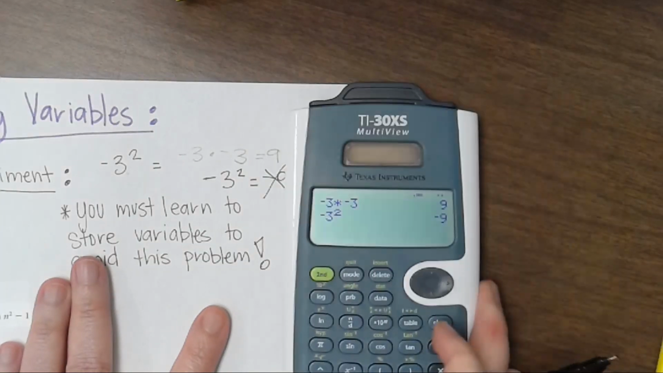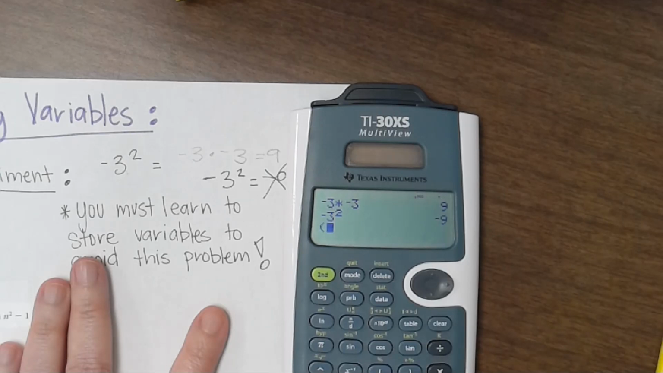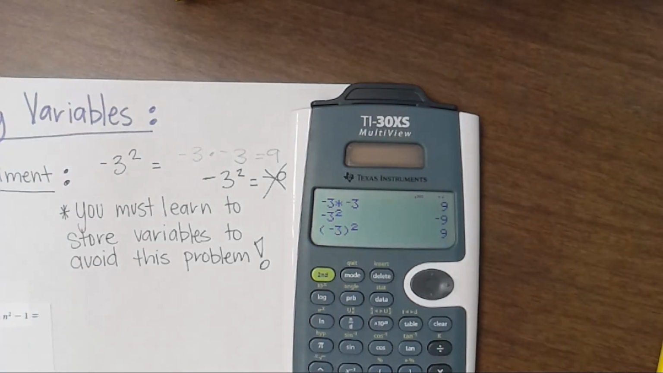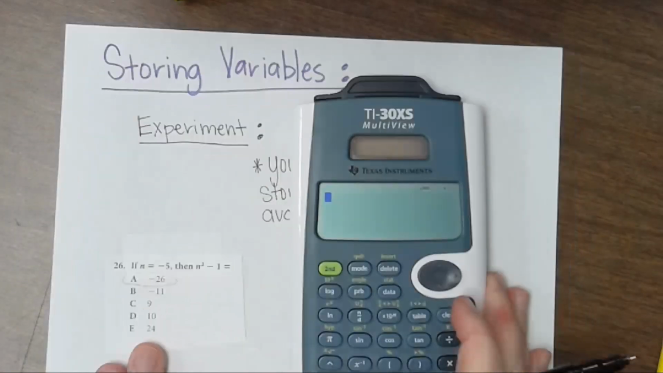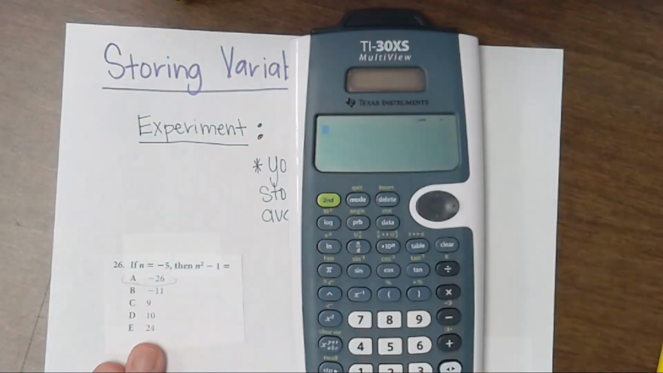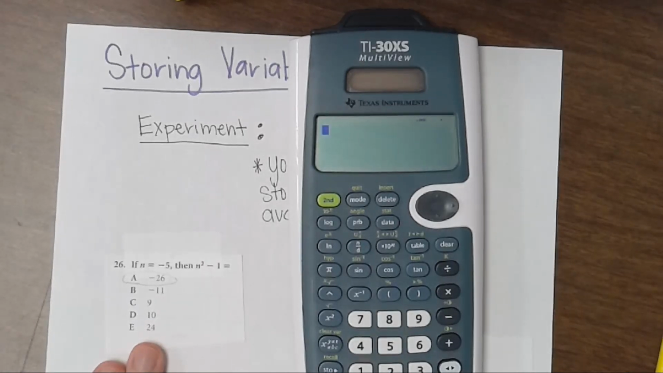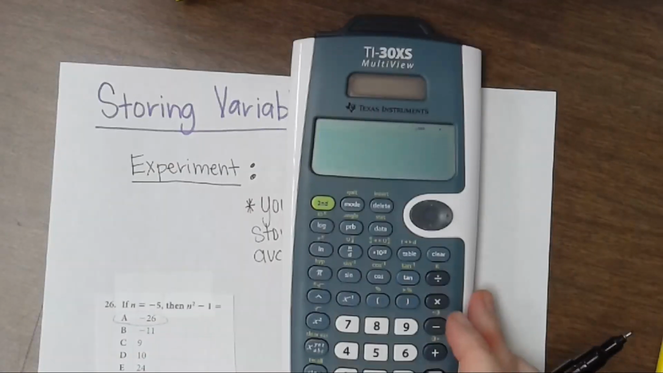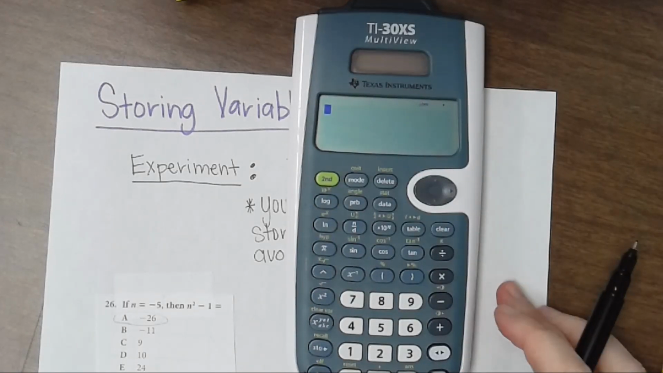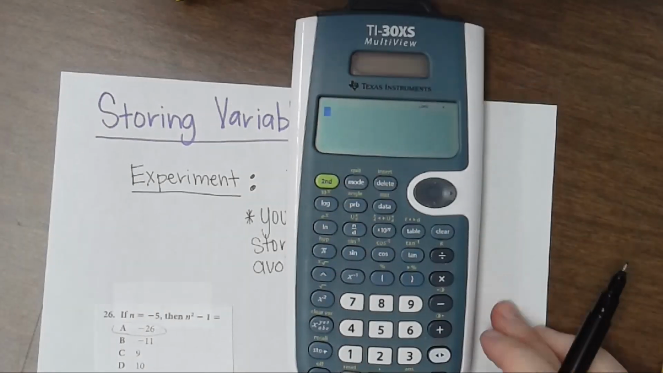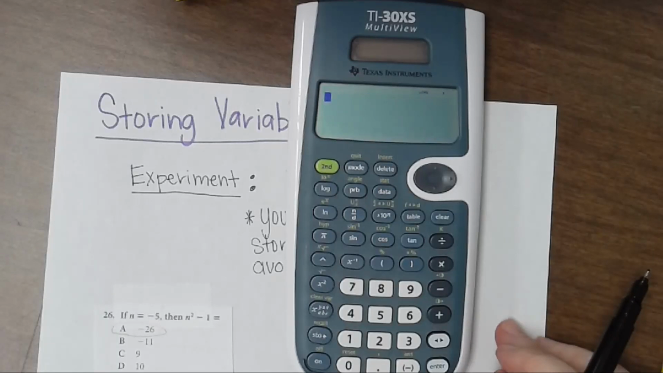Okay, so you have 2 options. Your first option would be to put -3 in parentheses before you square it, and that gives you the correct answer. Or, that is a lot to remember. The other thing that you can do is simply store your variables in your calculator. Let's go back to number 26 here, and let's check to make sure that we have the right answer. I'm afraid that we don't.